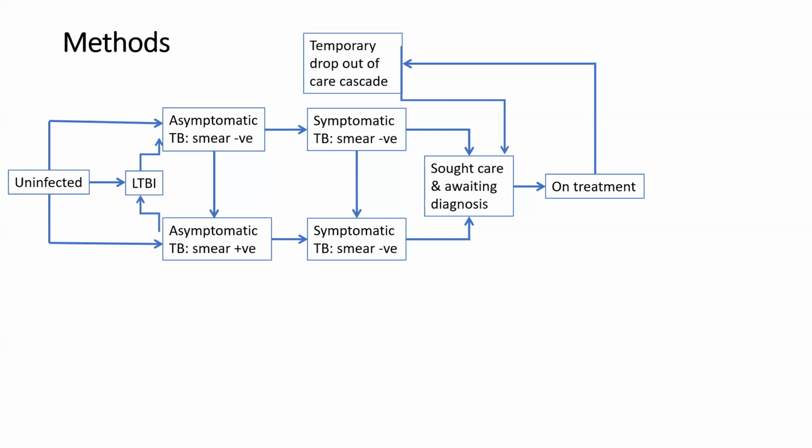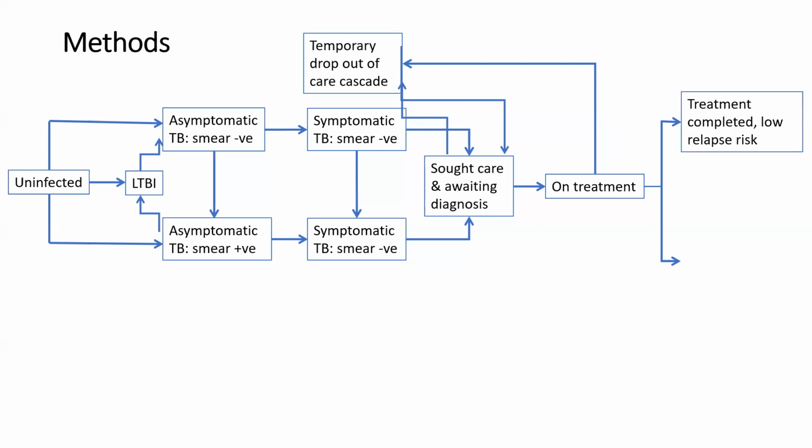I think it will be just like a circle. And those that seek care and wait for the result can also temporarily drop out of the care cascade. Those on treatment also have two possibilities: they can complete their treatment and have a lower relapse risk, or they cannot complete their treatment, which we call treatment interruption, where they have a higher relapse risk.